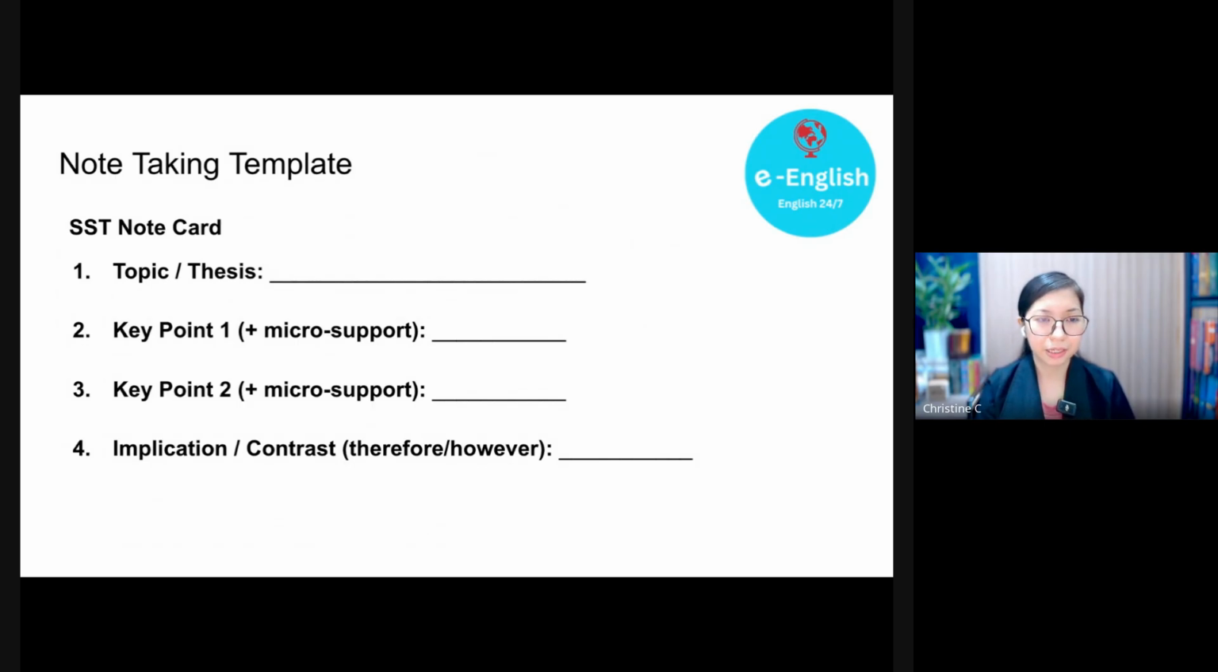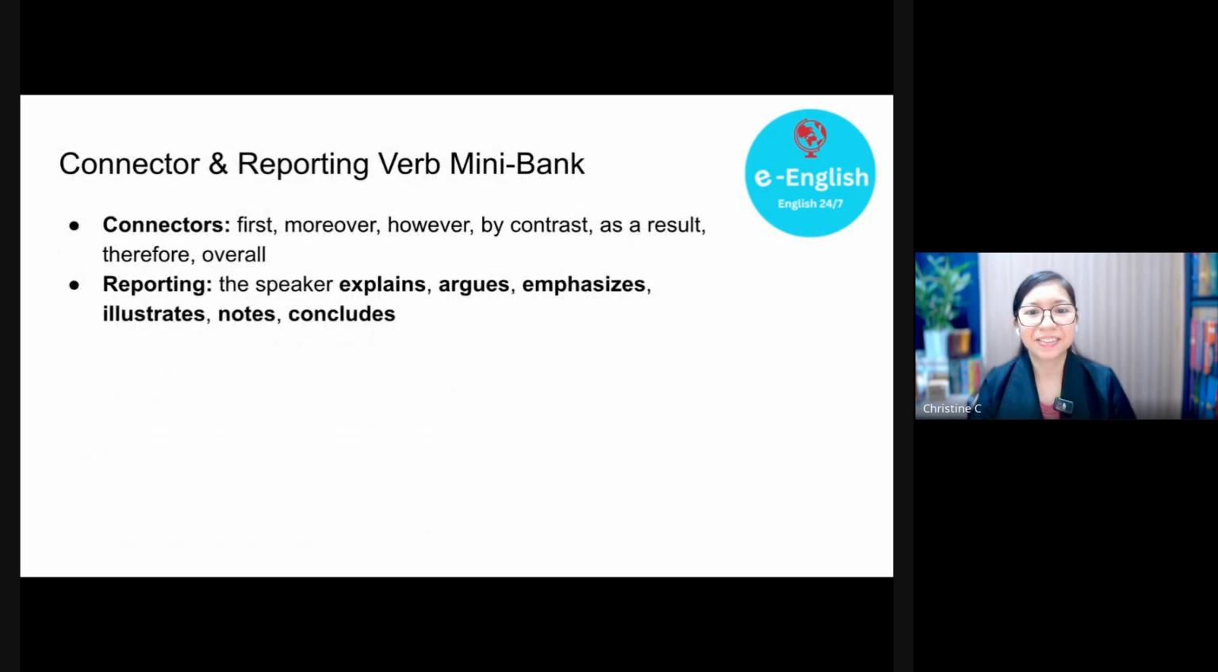And in the end, implication or contrast, you can use connectives such as therefore, however. Also, we can use the following words: by contrast, as a result, therefore, overall. So if you want to write it simply, just one word: overall, in the end. As a result, in the end. For the beginning of your summary, you can say the speaker explains, the speaker argues, the speaker emphasizes, the speaker illustrates, notes, or concludes, and many other reporting verbs.